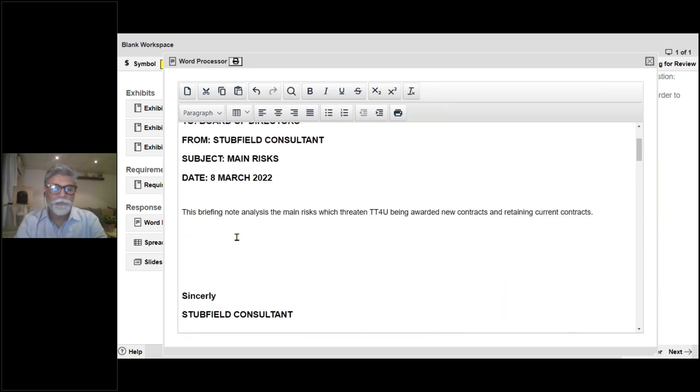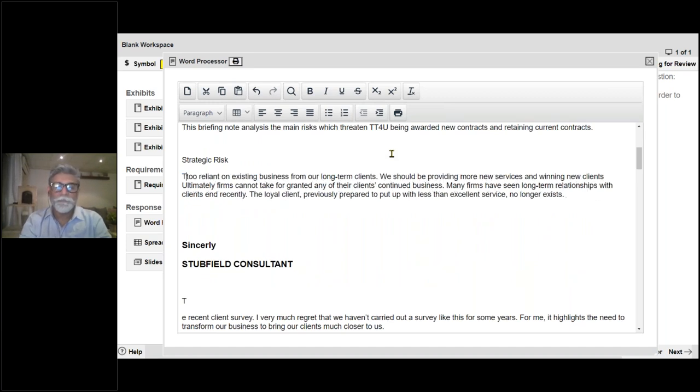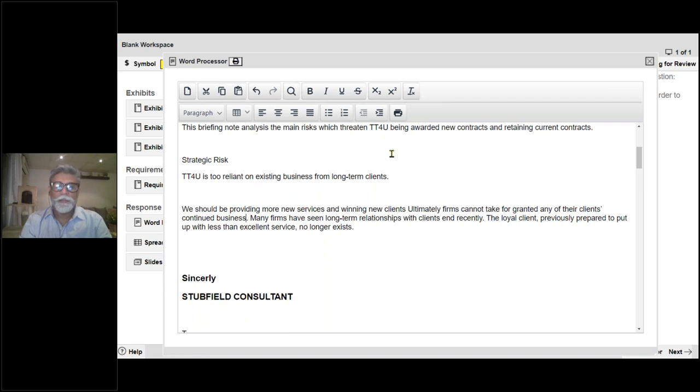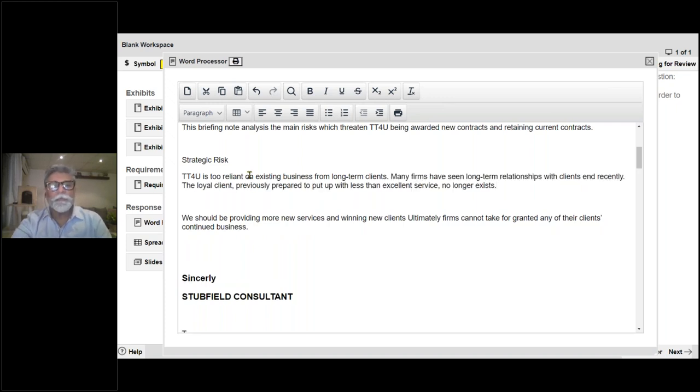First is, can we draft it? GT4U is too reliant on existing business from long-term clients. What's wrong with this? Why is relying bad? What's the impact? You need to explain that to the board, right? Many firms have seen long-term relationships with clients, and recently the loyal client no longer exists.